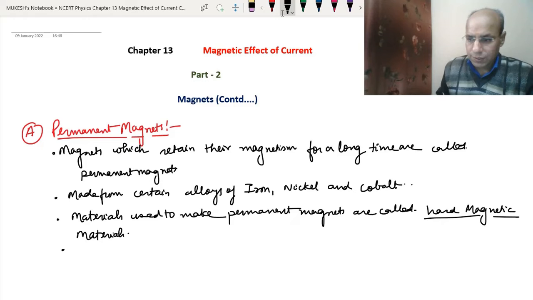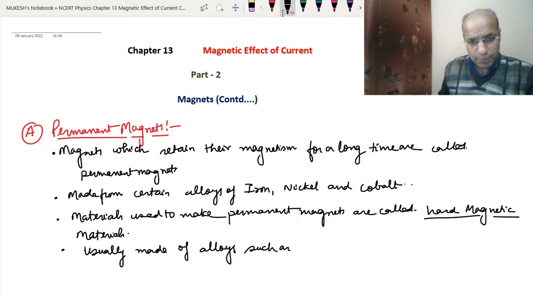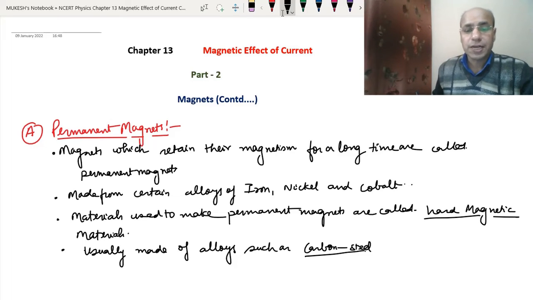So we have different alloys of which they are made, usually alloys such as carbon steel. See, carbon steel means when up to 1% carbon is mixed into the iron, it becomes carbon steel. Okay, chromium steel.